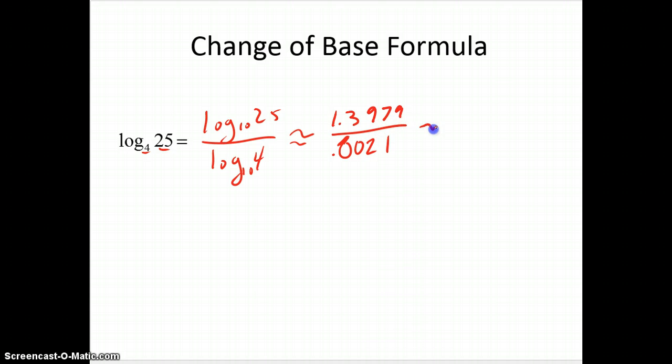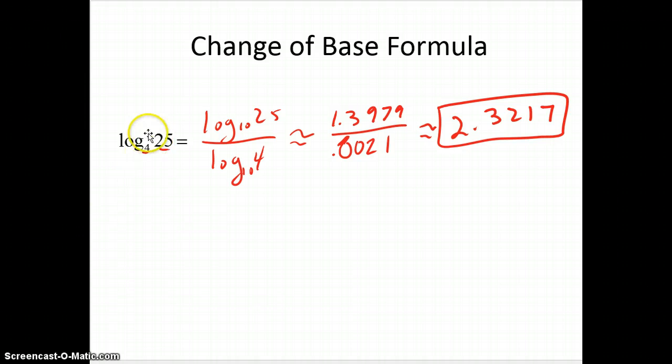Okay, so something you can do here is, I'm okay if you approximate these values and then plug these in, or what you can do is type in log 25 over log 4, and you really just have to be careful with your calculator. So doing this, I'm just going to use this approximated value, and I get 2.3217 as an answer.